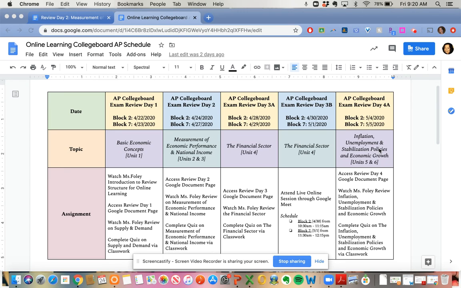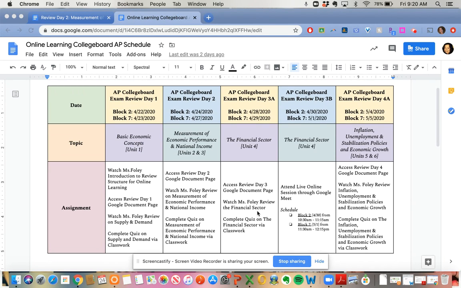It is day 2. For block 2, if you're doing this, it's going to be Friday the 24th. For block 7, this is going to be on Monday the 27th. So our topics today are Unit 2 and Unit 3. Unit 2 is the measurement of economic performance: GDP, unemployment rate, inflation rate, and national income. Unit 3 is essentially the fiscal policy chapter. So I'm going to cover both of those today.